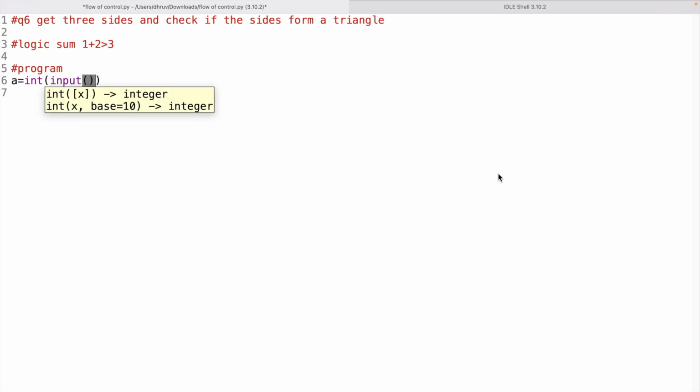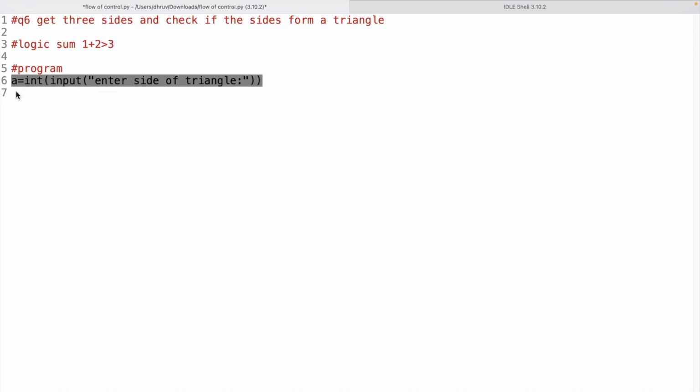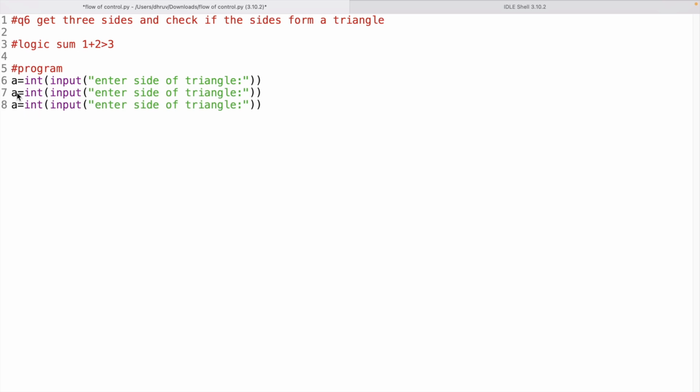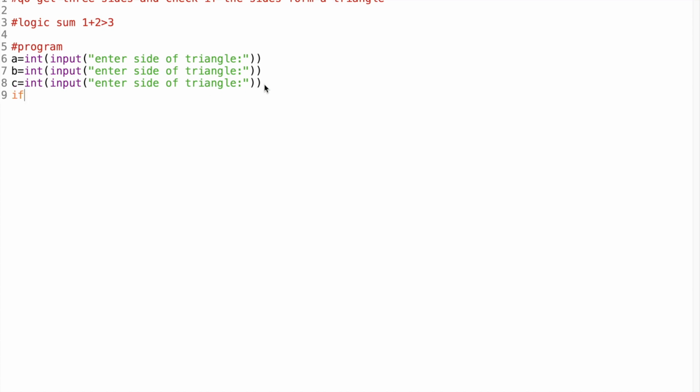So let's say a equal to int input, enter the side of the triangle. Now we are going to repeat this statement two more times, say B and C. Now we are going to use the if statement to check the condition.